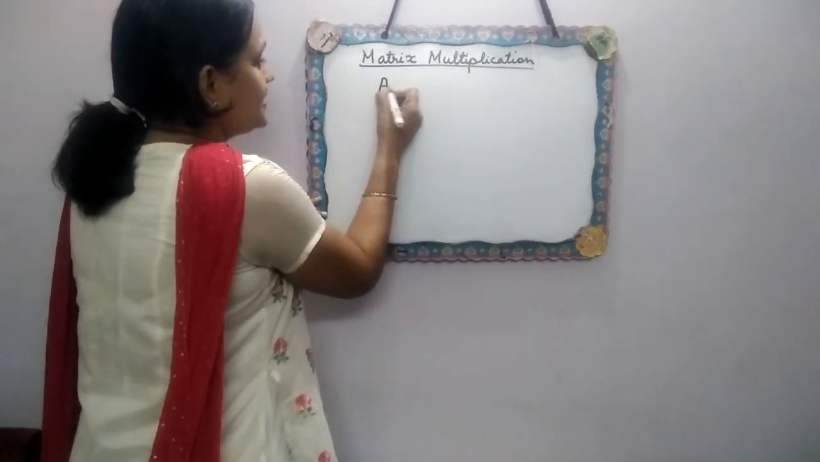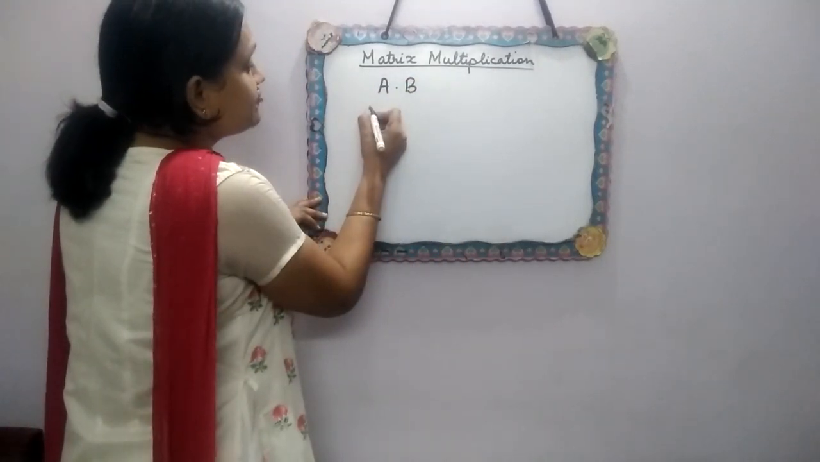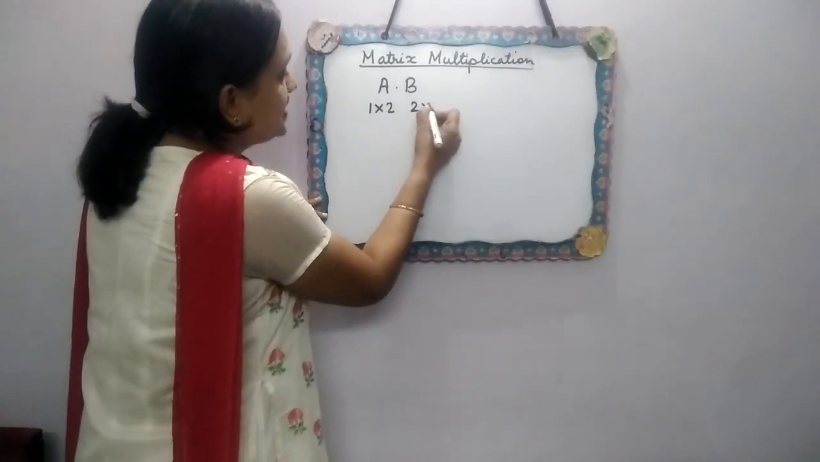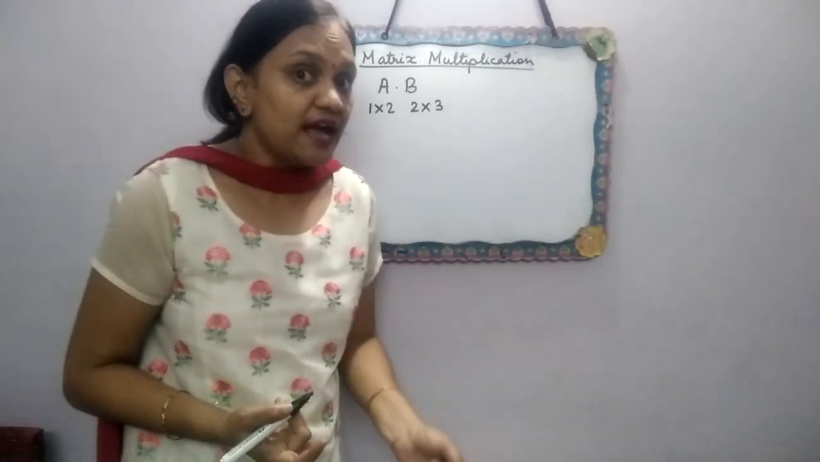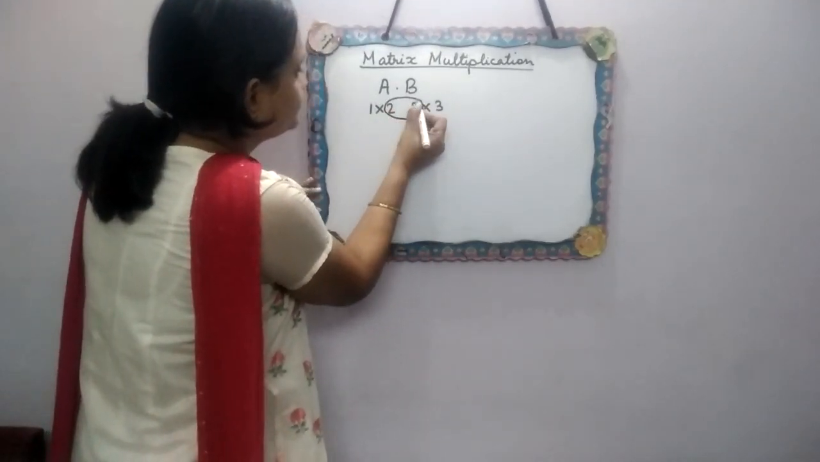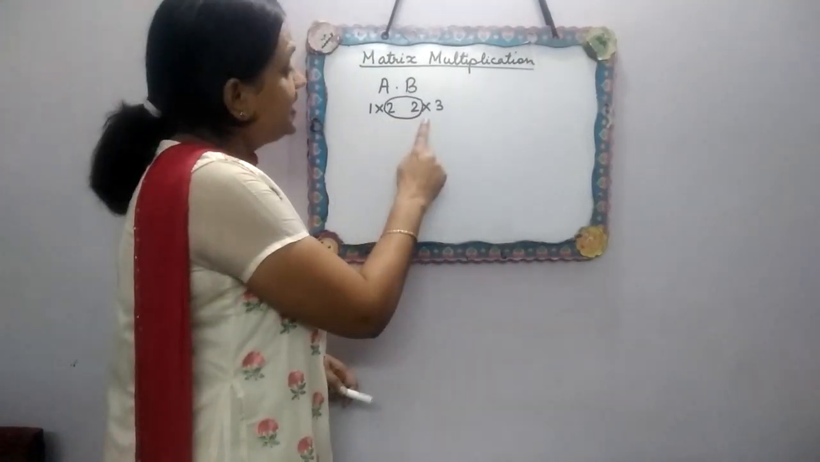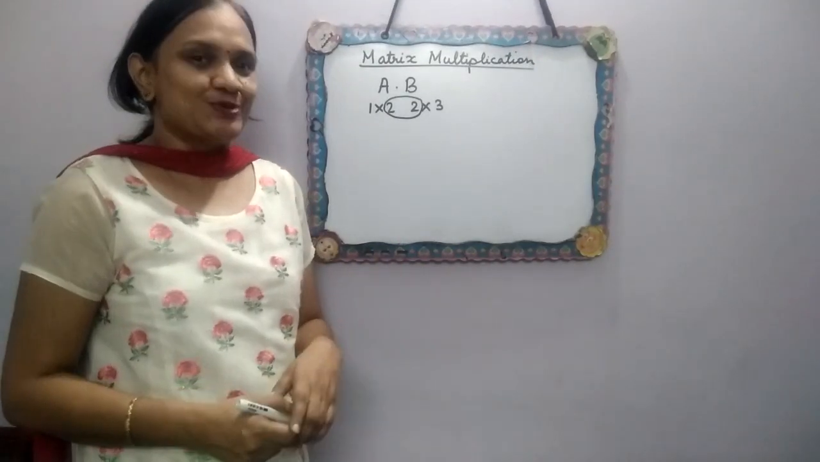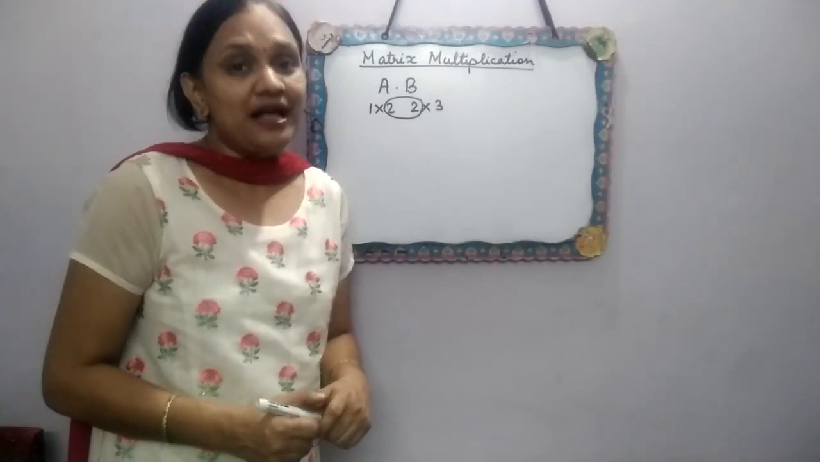If we are multiplying matrix A by matrix B, and the order of matrix A is 1 by 2 and the order of matrix B is 2 by 3, how do we check whether we can multiply the two matrices or not? We need to check this portion. Is the number of columns of matrix A equal to the number of rows of matrix B? Yes. So the two matrices are conformable or compatible for multiplication.